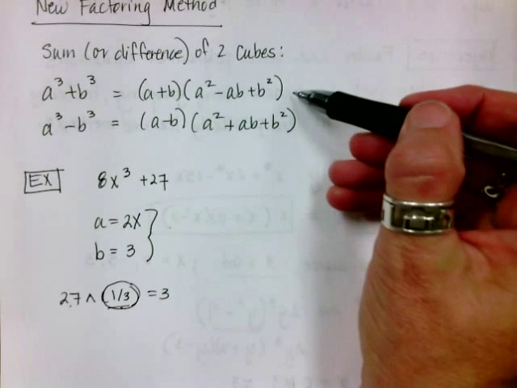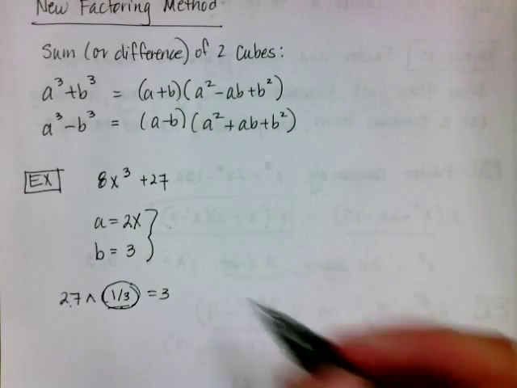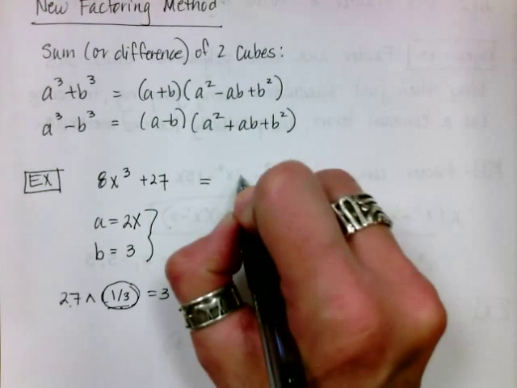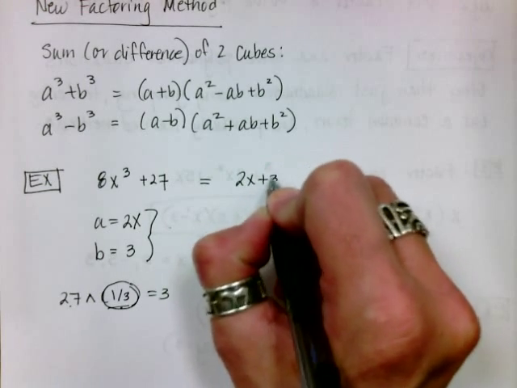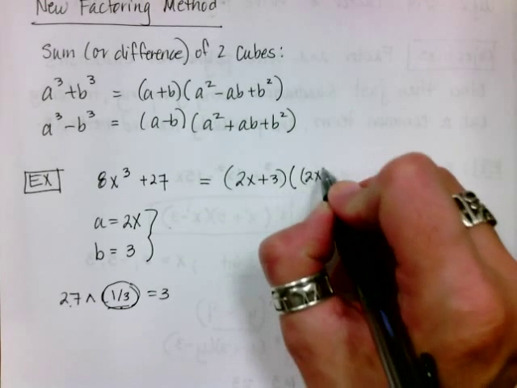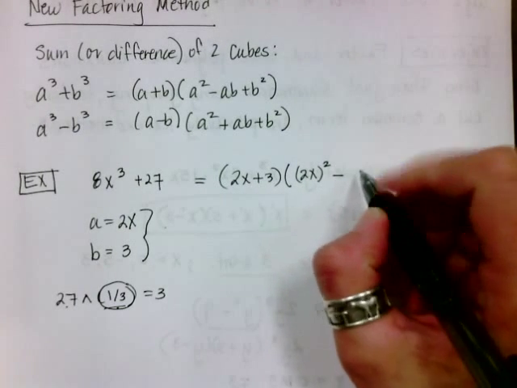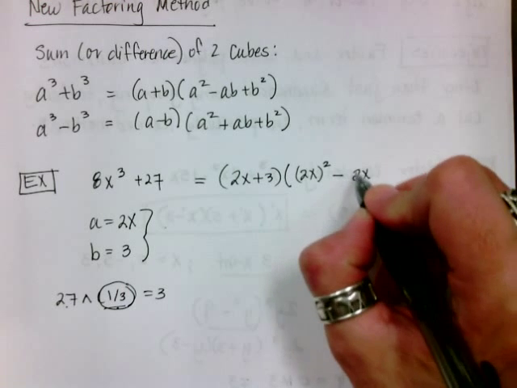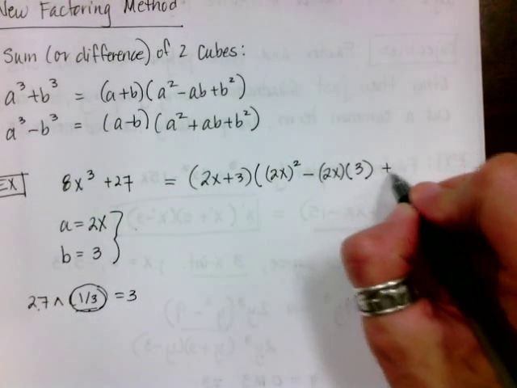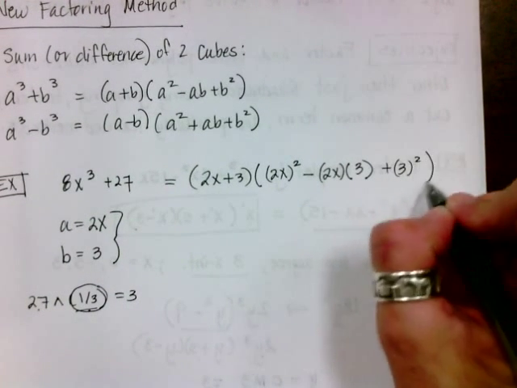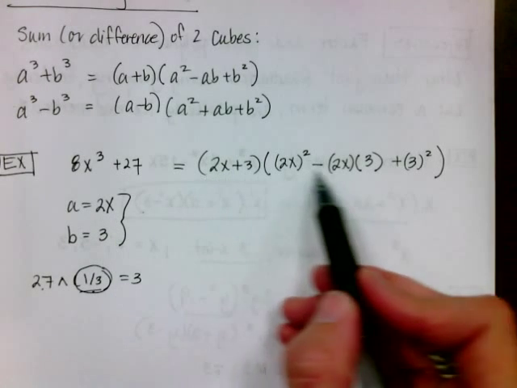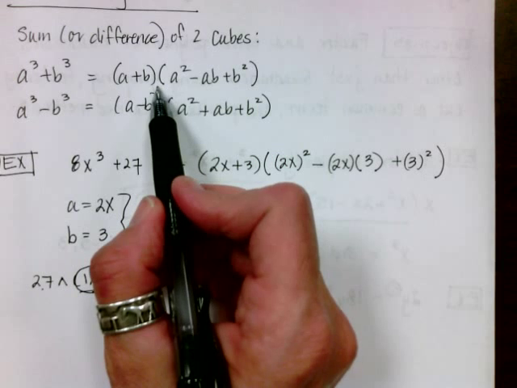And I'm going to do the sum of 2 cubes. So notice that my first thing says it's a plus b. So my first factor is going to be 2x plus 3. And then I'm going to square the first term. So I'm going to put it in parentheses, and then we'll go back and finish it. Minus my a times my b. There we go. And then plus my b squared. So all I did was once I found my cube roots, I substituted those values into this formula.